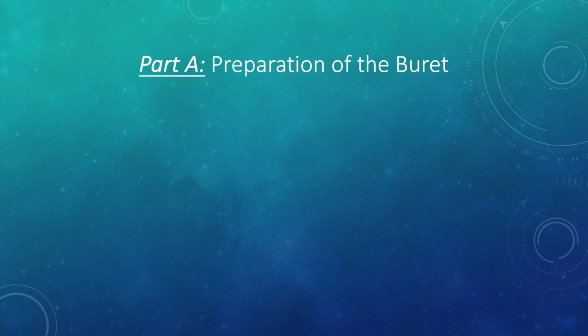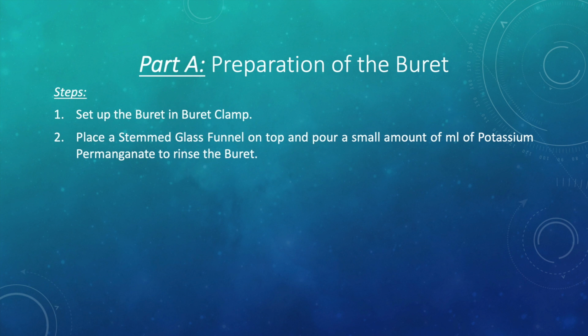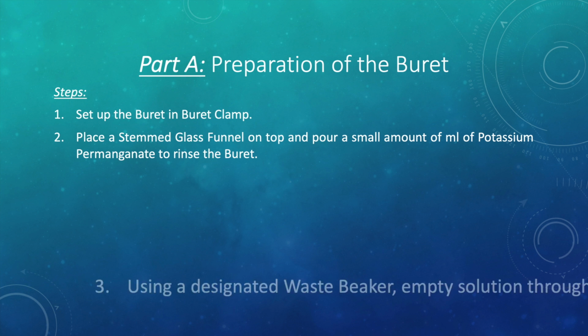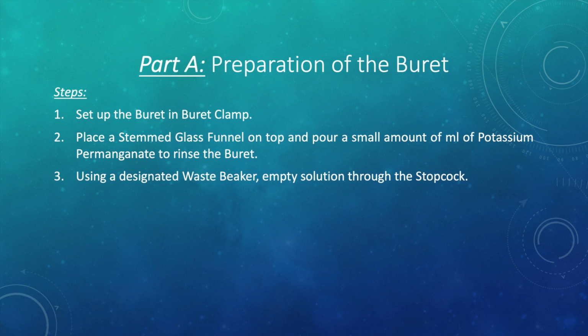So part A would be the preparation of the burette, meaning that the first step would be place the burette in the burette clamp, and then we have to use a stemmed glass funnel on top of it and pour a small amount of milliliters of potassium permanganate to rinse the burette. Then using a designated waste beaker, empty the solution through the stopcock and repeat this process twice.